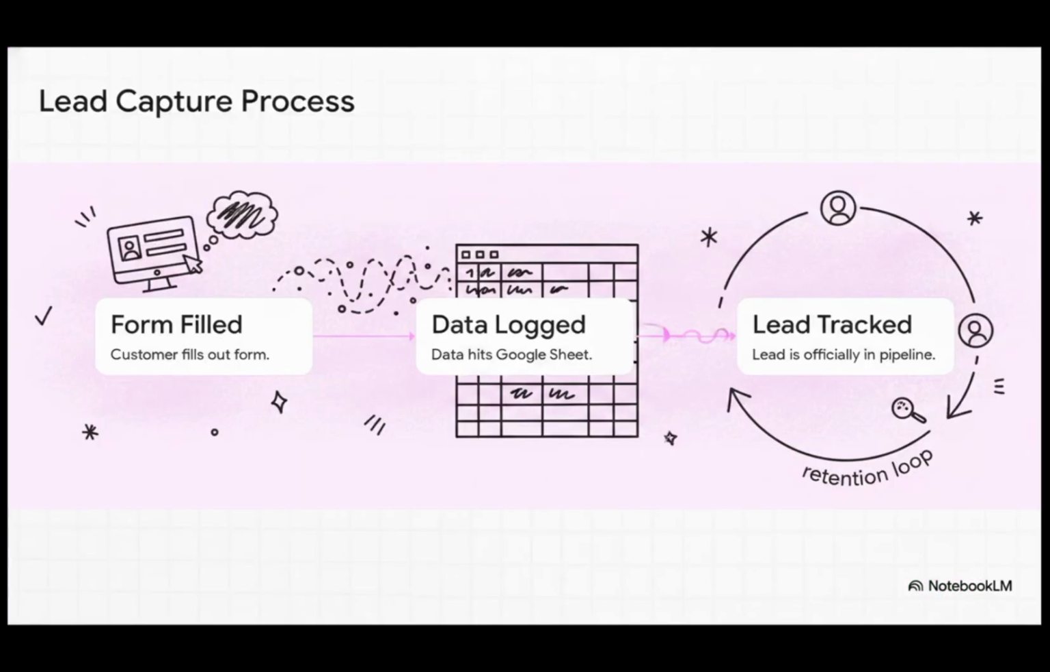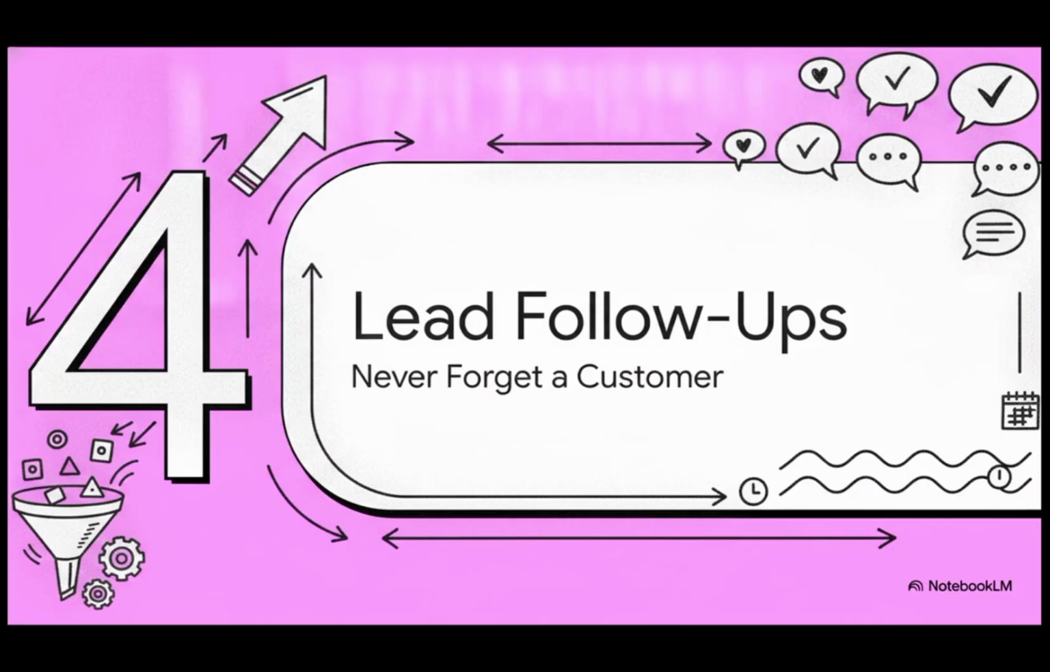Listen, the absolute biggest win you can give yourself and your team is eliminating manual data entry. And you do that through a simple linear progression. Step 1, Sarah fills out a Google form on your website with her name, email, and what she needs. Step 2, that data instantly hits your Google Sheet. No copying, no pasting, no catastrophic human errors. And step 3, Sarah is officially tracked in your pipeline. It's a flawless retention loop where you are never going to lose a lead to a chaotic, overflowing email inbox again. Now, collecting leads automatically is fantastic, but it's really only half the battle.